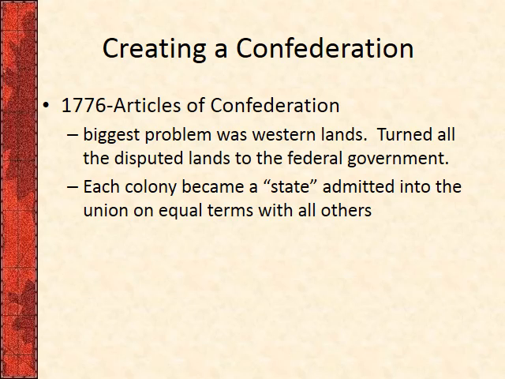So under the Articles of Confederation, in order to agree to a peaceful union, each state, now I guess we'll call them states, agreed to give up their western lands to the federal government. And the federal government then would control who got what as far as these lands. And each colony is admitted and becomes a state on equal terms with all others. So even though Rhode Island was minuscule in size and in population, it had the same power in this union as mighty Virginia or Massachusetts.